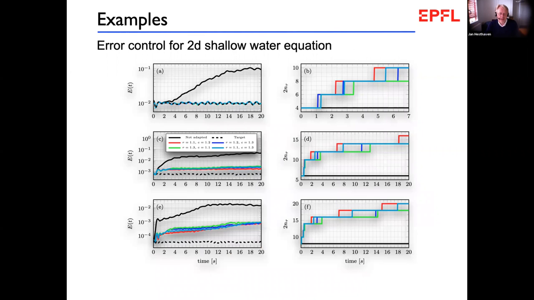Just to show you one of these, so here is the error control for the shallow water equation. On the top, you have 4 modes, then it's 6 modes, and then it's 8 modes as you go down. And on the right, you see, as the method adapts, how the basis size grows.